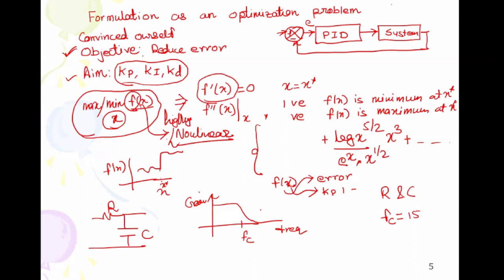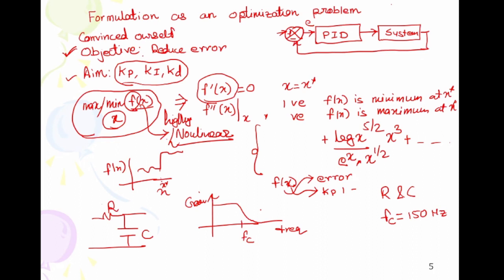Now, for this particular problem, you know that a formula exists, FC is equal to 1 by RC. So you can directly apply that formula. You don't have to go for optimization. But suppose we take the case of an IIR filter or a FIR filter where the number of parameters is quite high. Right now, the parameters are R and C, only two parameters. So you may not have to use optimization here.